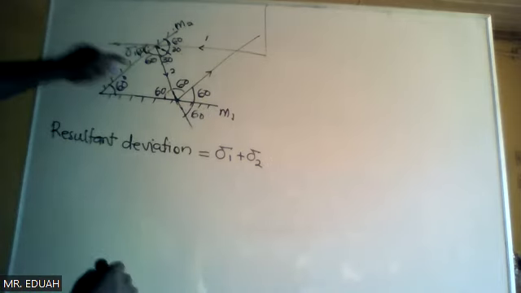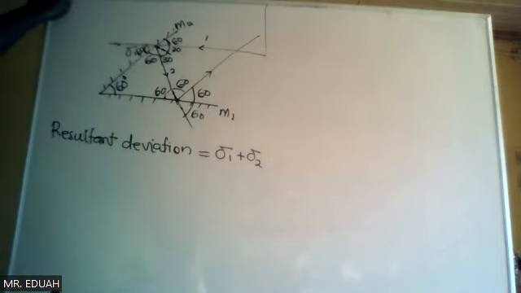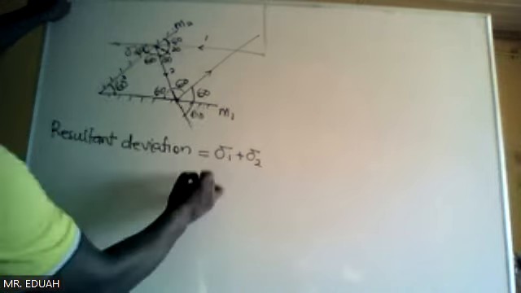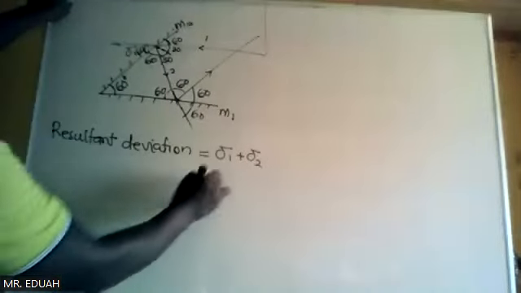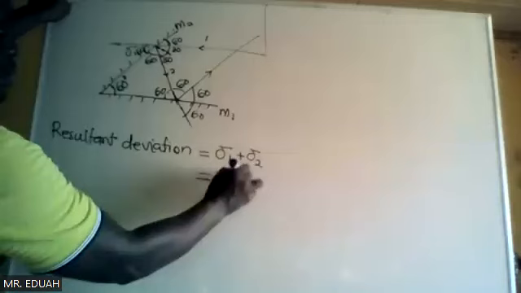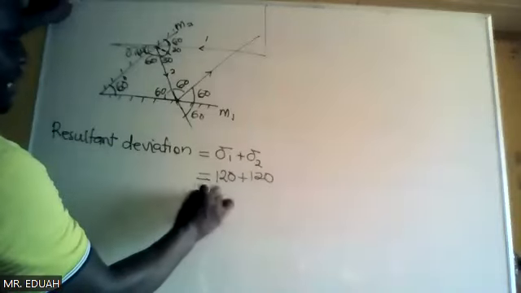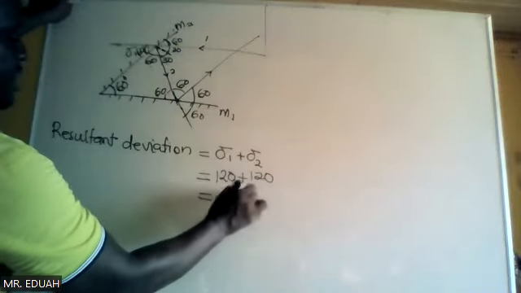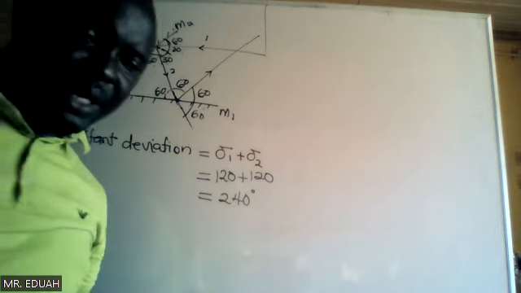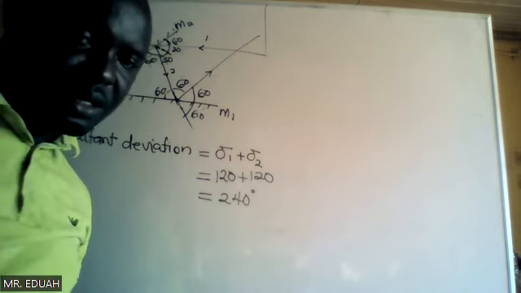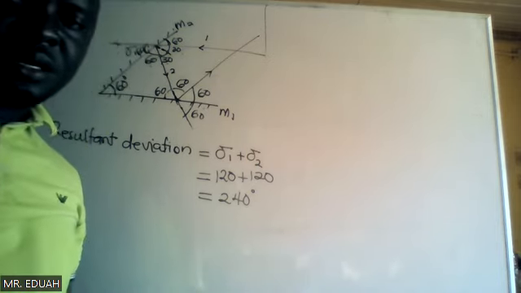So we have sigma 1 being equal to 120, this is also 120. So 120 plus 120 giving us 240 degrees as the resultant deviation. Please, are we fine? Yes, please.